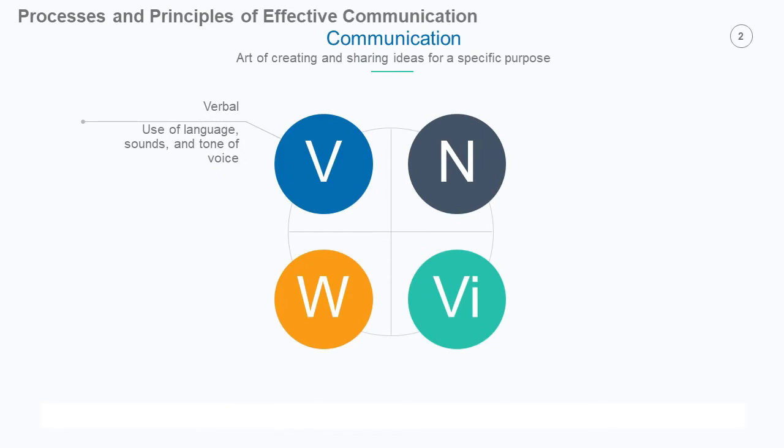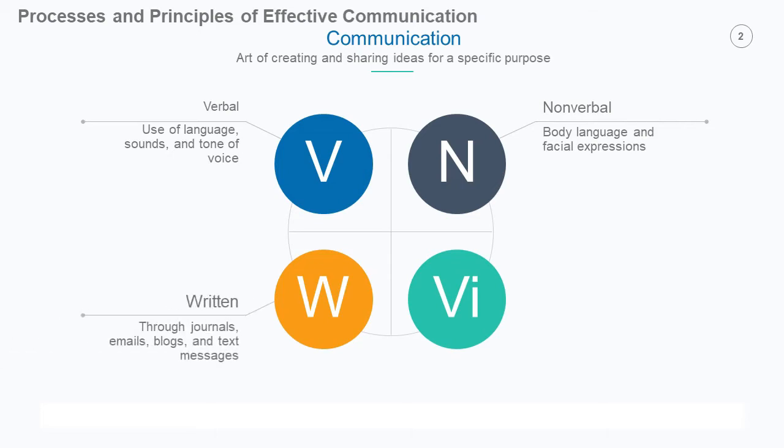It comes in many forms. Verbal communication, which includes the use of language, sounds, and tone of voice. Nonverbal communication, which includes body language and facial expressions. Written communication, such as through journals, emails, blogs, and text messages. Visual communication, which involves signs, symbols, pictures, graphics, and emojis.